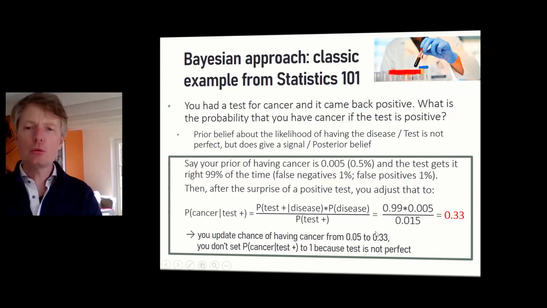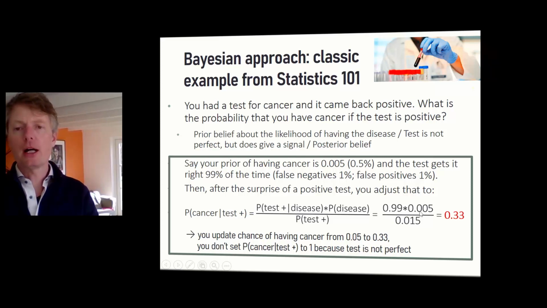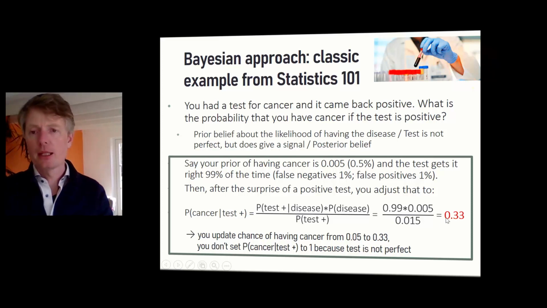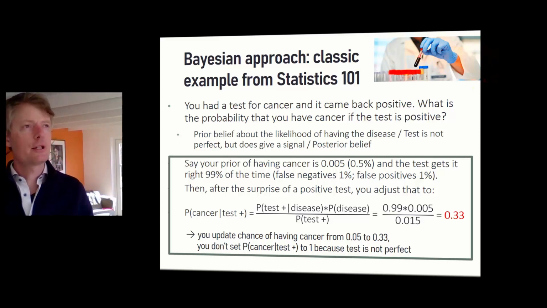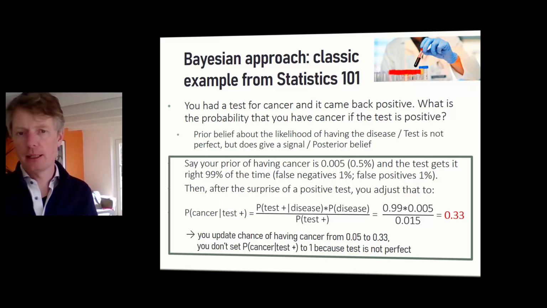So okay, we know 0.05, the chance of getting a positive test result. So we divide 0.99 times 0.005 by this 0.015, and the result is our posterior, 0.33. So the chance that you do have a cancer given this positive test result is only 33%. The whole point here is that you don't set this posterior to 1 given this test result.